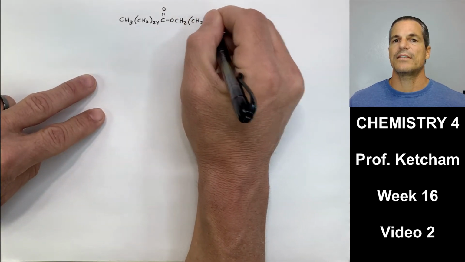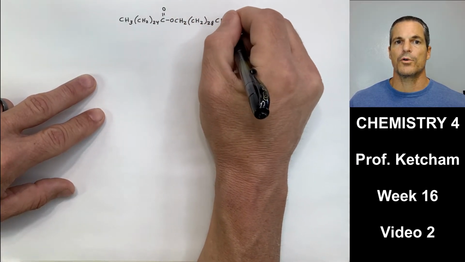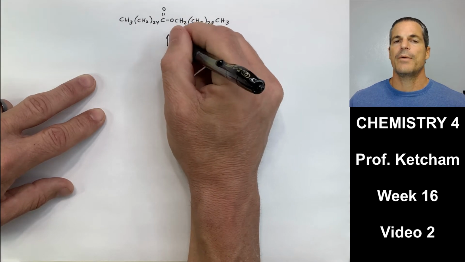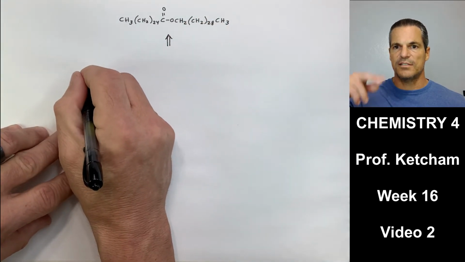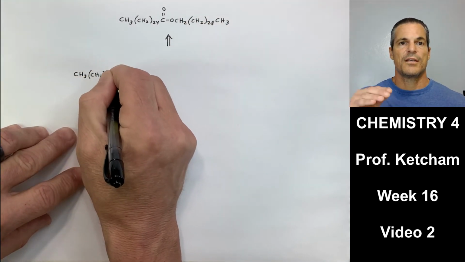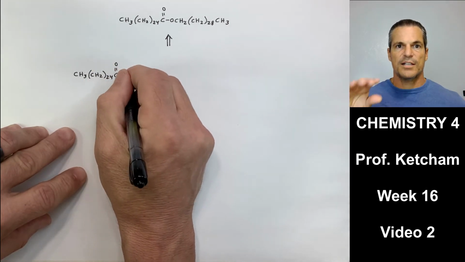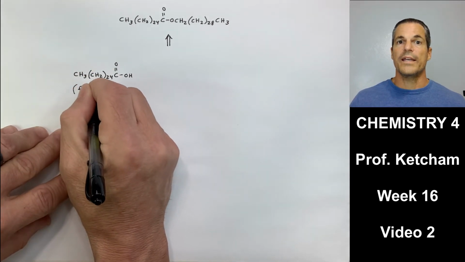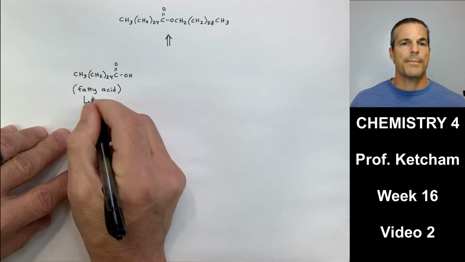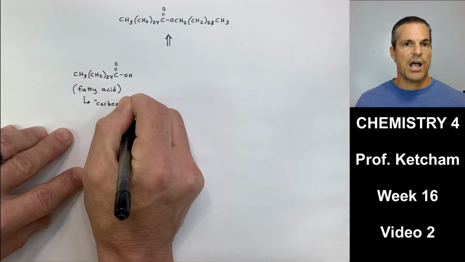This is my wax ester. You see the ester functional group kind of in the middle there. Pay attention to the oxygen, not the C double bond O, but the oxygen that's kind of in the flat sequence. The oxygen is off to my right if I'm looking at my notes. Remember I said, well, that's the long chain alcohol part.